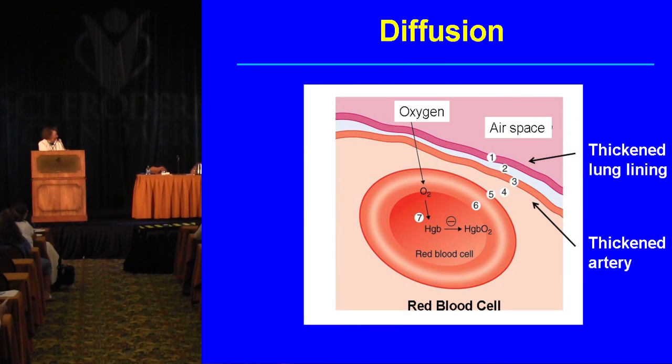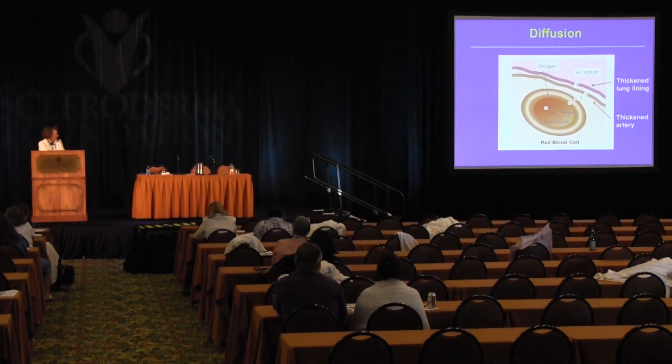And this is just another picture of the diffusing capacity, where you can see here, if you've got airspace here and the gas has to cross this area to get into the red blood cell, either the red blood cell, if that's thickened, it's going to be harder to get in, or if this interstitium area in here is thickened, either of those will decrease the diffusing capacity.